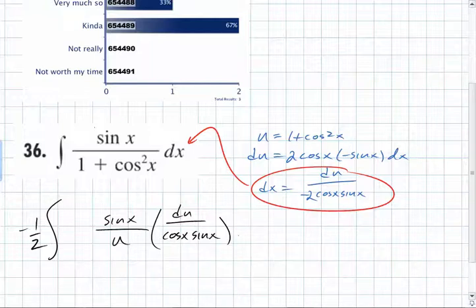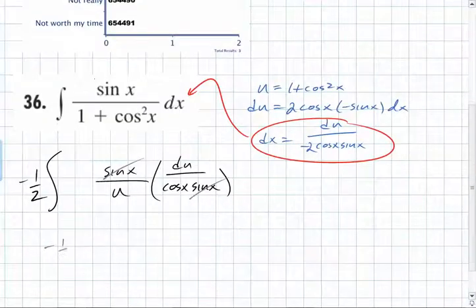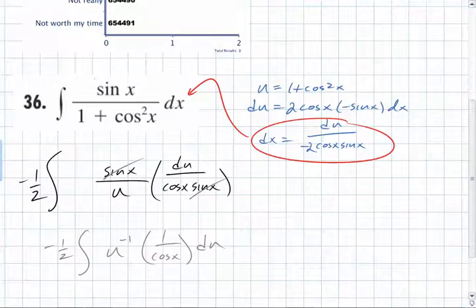What cancels? Sine x cancels. And what do you get to here? Negative 1/2 integral of what? u to the what power? Negative first times what? Times 1 over cosine of x times what? du, right? I'm not asking the next. Do you agree that that's what we end up with if we do that substitution? Do you agree? Yeah. Okay.